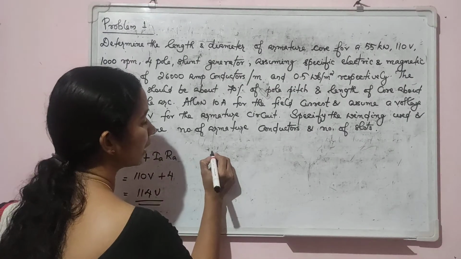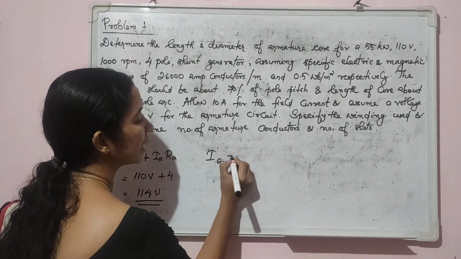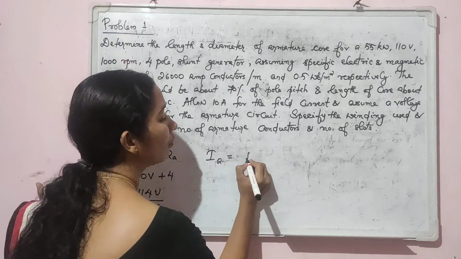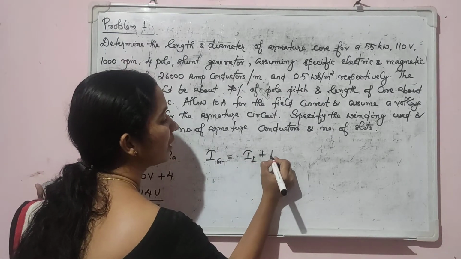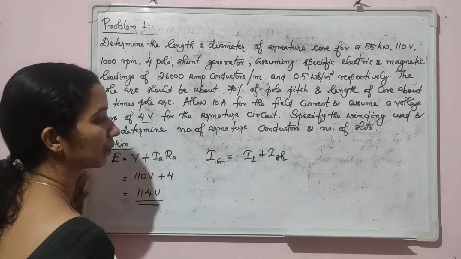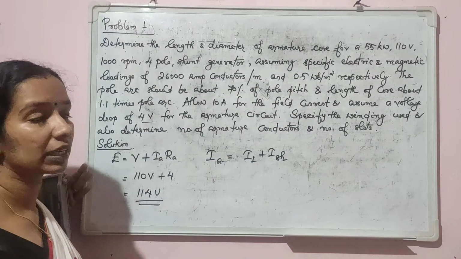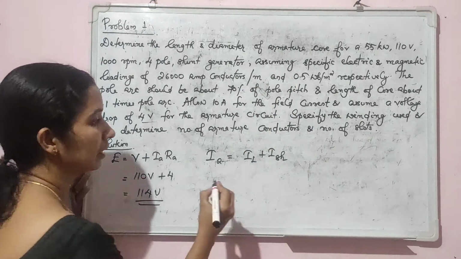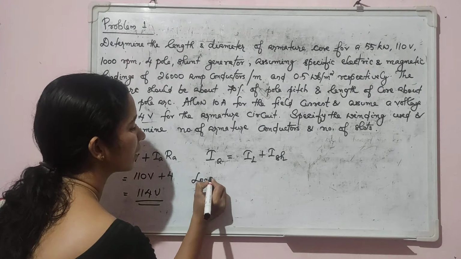And also for a shunt generator, the armature current Ia will be the sum of load current and the shunt field current. We have the load power as well as the load voltage, so let us calculate the load current.